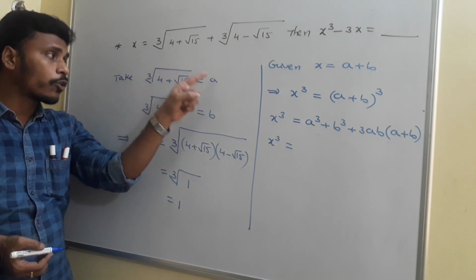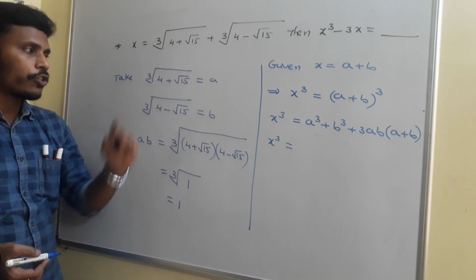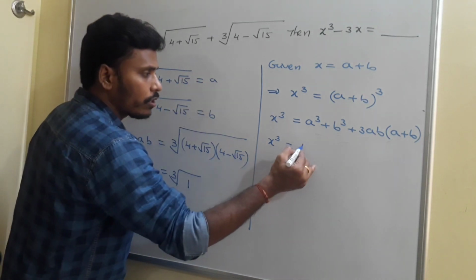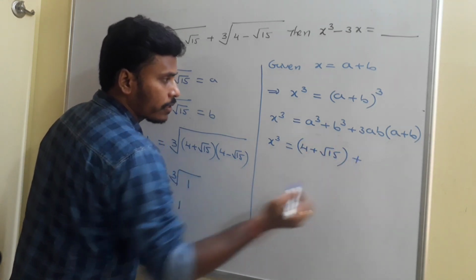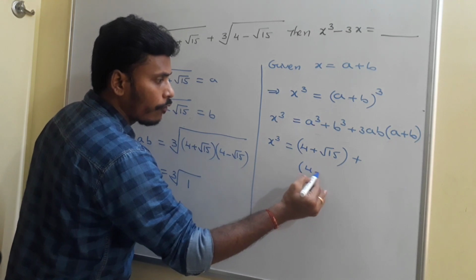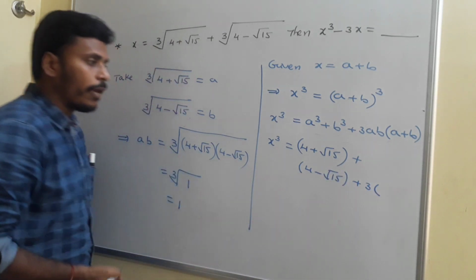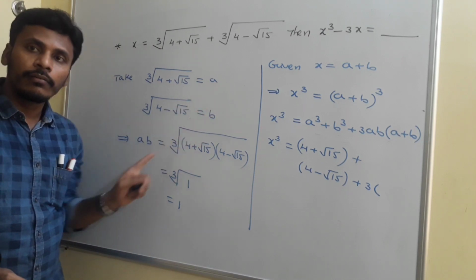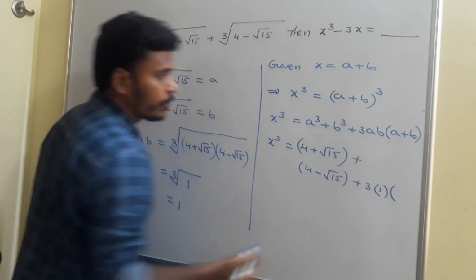Then if you send that cube to that side, it becomes a cube equals the cube of this one, which is 4 plus root 15, right? So a cube is 4 plus root 15, plus b cube is 4 minus root 15, plus 3 into ab. What is the product ab? I found the product ab as 1, into a plus b.